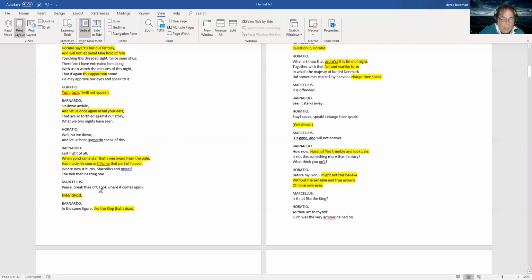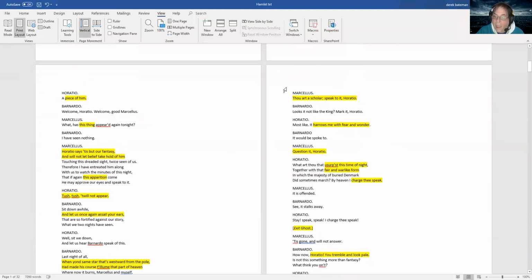"Peace, break thee off. Look where it comes again." Enter the ghost right away. All right, so this play brings us right into a very packed scene. We have a ghost that is now appearing in front of these men on the castle walls, in the same figure as the king that's dead. It's going to be revealed to us what's going on, because we don't know anything at this point. The play just started. The ghost appears to be the ghost of the king that's dead.